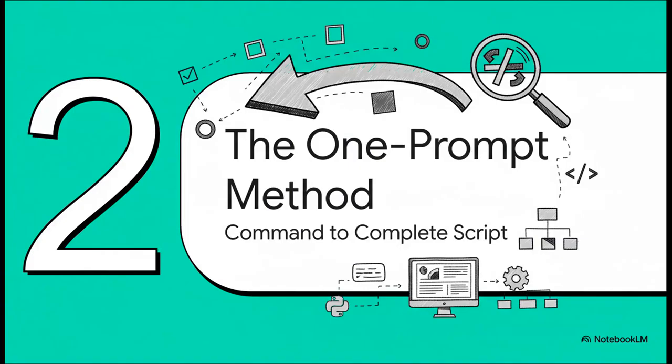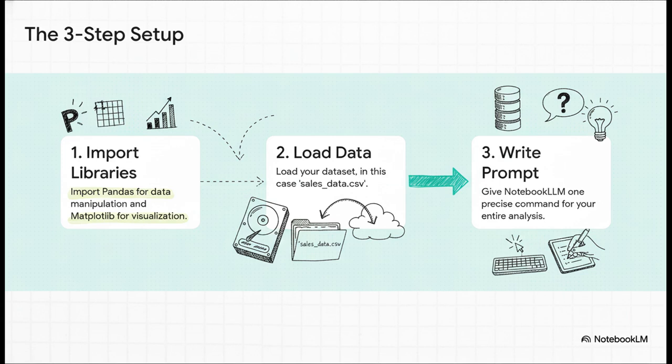And this leads us to the core technique here, what we're calling the one-prompt method. You can pretty much forget building scripts line by line. The entire process hinges on just crafting one clear, comprehensive command. And the setup is incredibly fast. First, you just import your standard libraries. Here we're using pandas for the data and matplotlib for the plots. Second, you load up your dataset. In this case, it's a pretty typical sales_data.csv file. And third, you write your prompt.